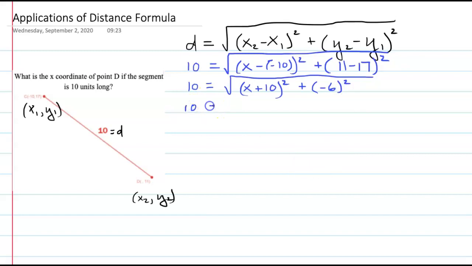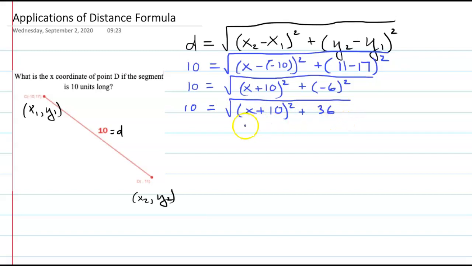And we can simplify this as x plus 10 squared plus 36. And so now we have this radical equation. Okay, and so some of you may need to review some of the algebra that we're going to do here, which is fine. You can find some videos on Khan Academy, or we can talk about this a little bit in class.